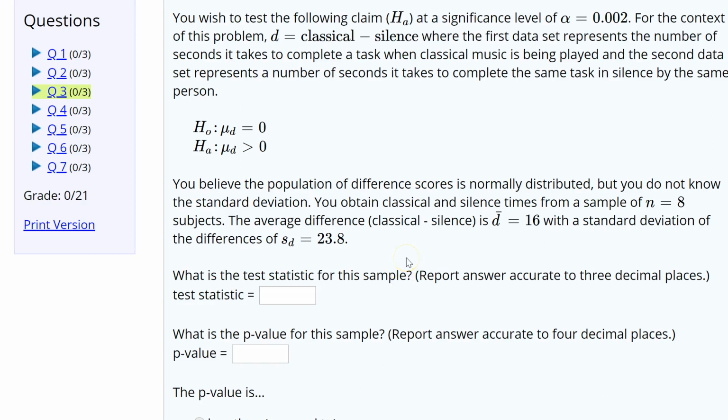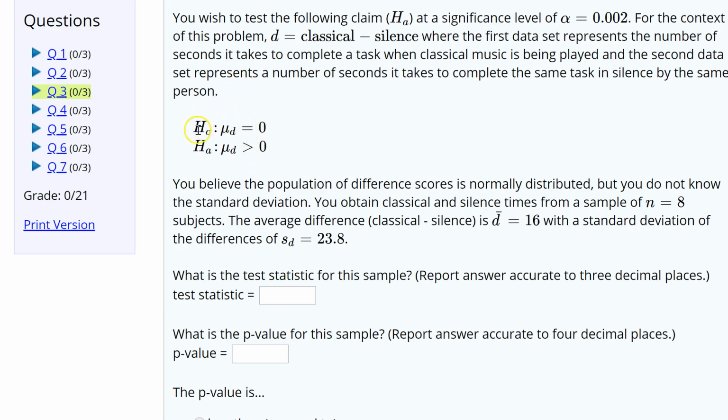In this problem, we are again looking at paired data. They did not actually give us the data, but we are looking for D, the difference of classical minus silence, where the two scores are done by the same person. It's the same task in silence by the same person. So since we're talking about the same person, they are directly linked and they are paired.